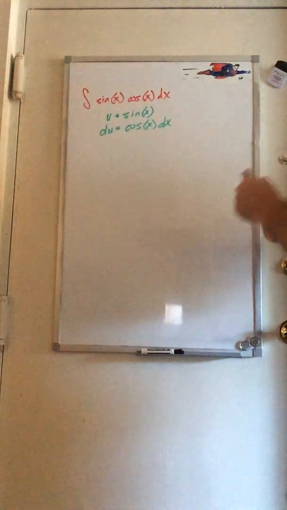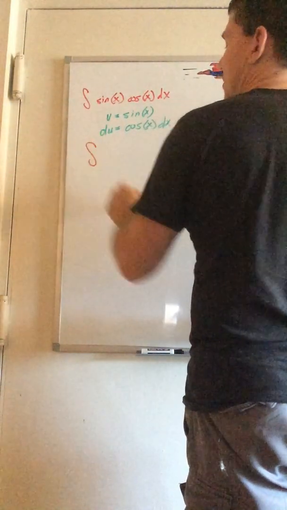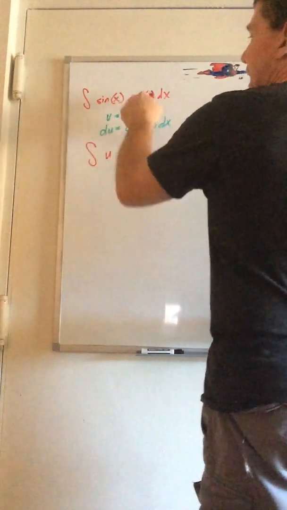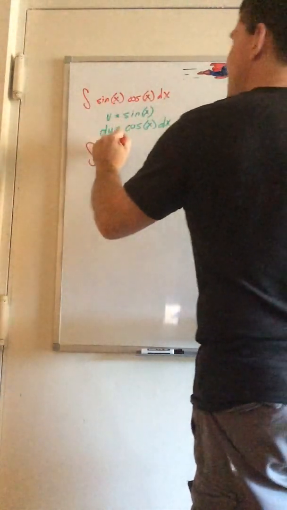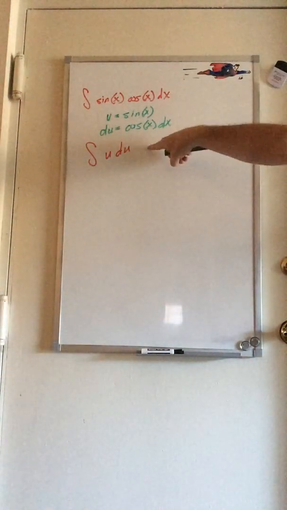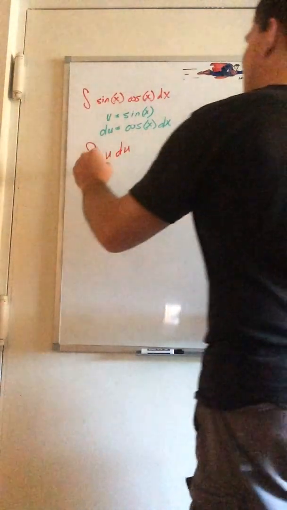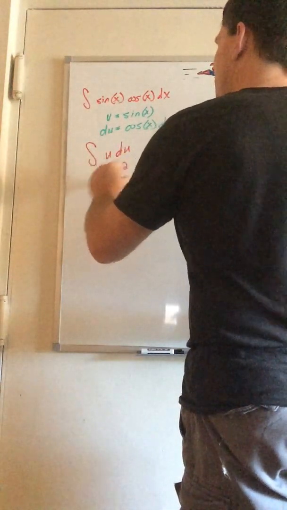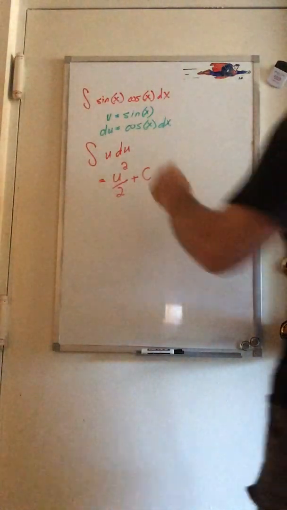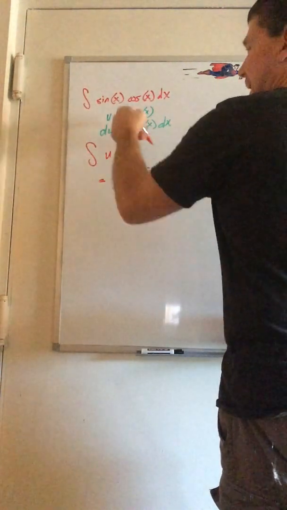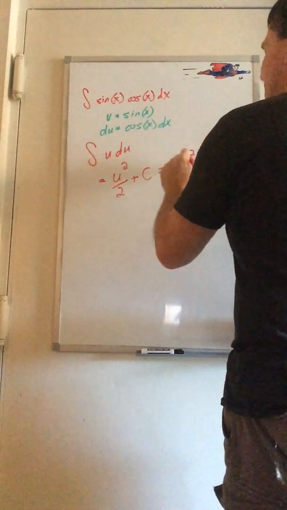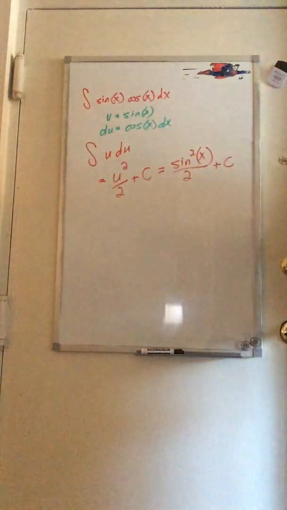Now if I do my substitution, this becomes the integral. Sine x is u, cos x dx is du. And now this somewhat complicated looking integral is actually really trivial. This becomes u squared over 2 plus c. And then of course I substitute back and I get sine squared of x over 2 plus c.